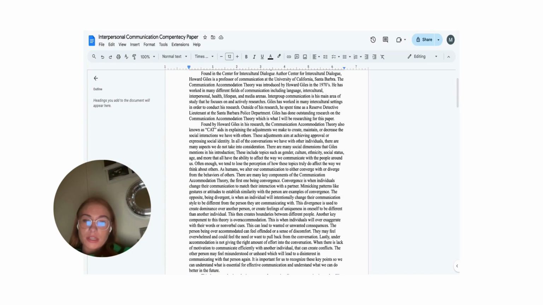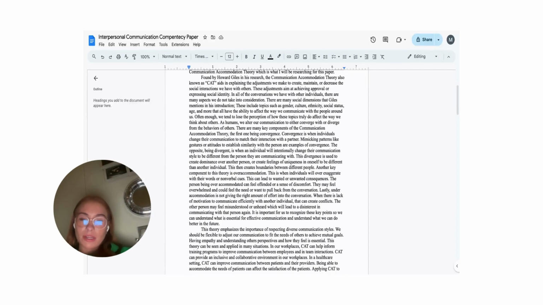Intergroup communication is his main area of study that he focuses on and actively researches. Giles has worked in many intercultural settings in order to conduct his research. Outside of his research, he spent time as a reserve detective lieutenant at the Santa Barbara Police Department. Giles has done outstanding research on the communication accommodation theory, which is what I will be researching for this paper.